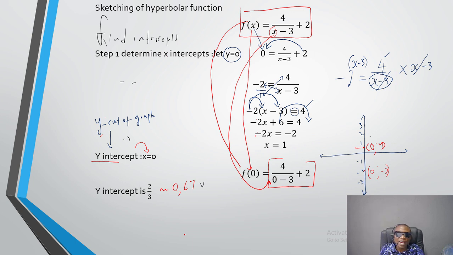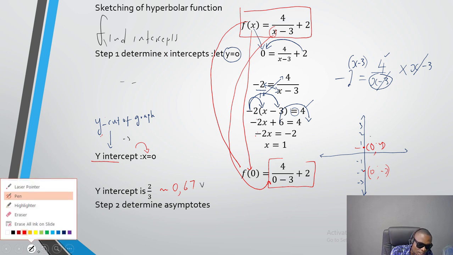And I also found the x-intercept. So it's very important when you are sketching the hyperbola function to find your intercepts, the x-intercept and the y-intercept. Now what I'm going to do is find the asymptote. So that is my step 2. My first step was finding the intercepts. Now my second step is to find the asymptote.